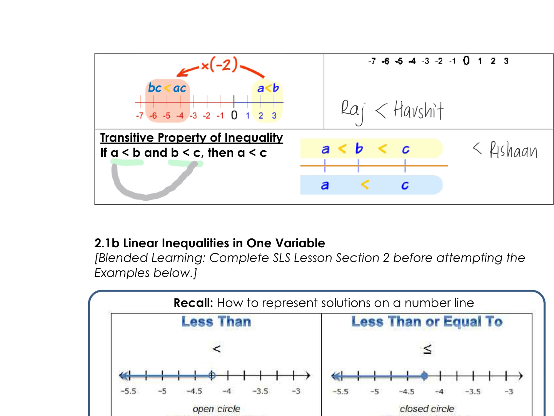So Vishan is in turn taller than... They choose themselves, not me. And I say Vishan is taller than Hashid. Then by transitive property, I can conclude that Vishan must be taller than Raj. So it is just to link the three variables together. So this is the transitive property. Nothing scary about that.